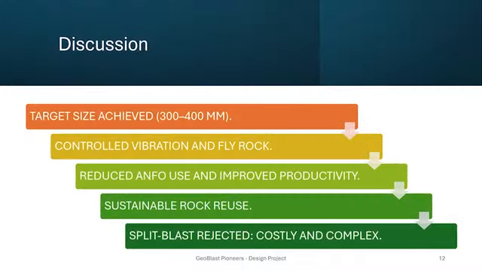During analysis, we found that optimizing the powder factor significantly improved both fragmentation quality and cost efficiency. The Kuz-Ram fragmentation curves confirmed that Design 4 achieved the desired 300 to 400 millimeter fragment range while maintaining safety. Although the split blast method gave finer fragments and very low vibration, its high cost and operational complexity made it unsuitable for large-scale use. Therefore, our chosen design balances technical performance, environmental safety, and economic feasibility.